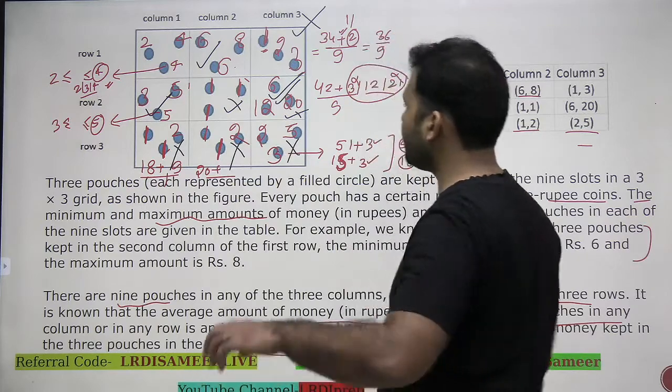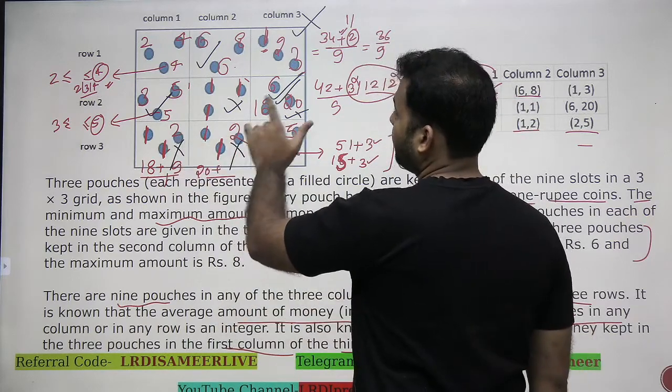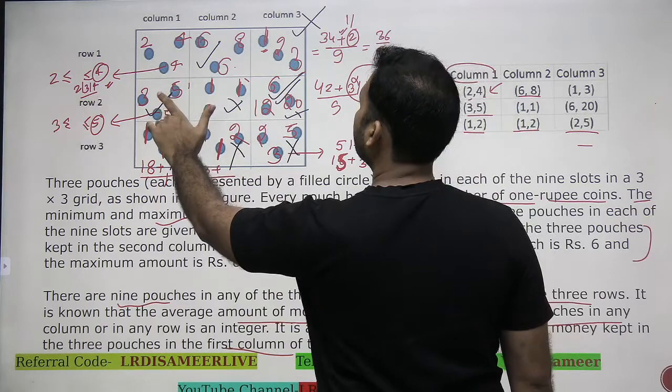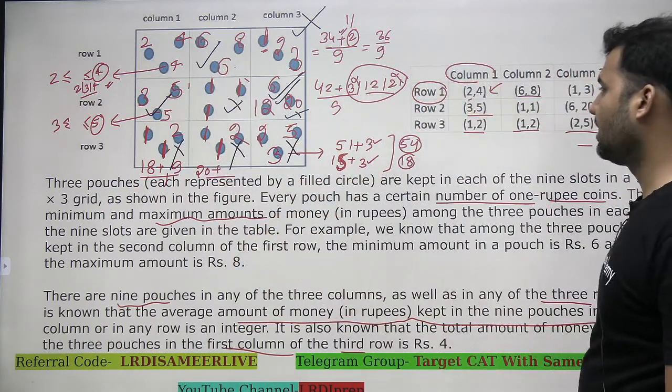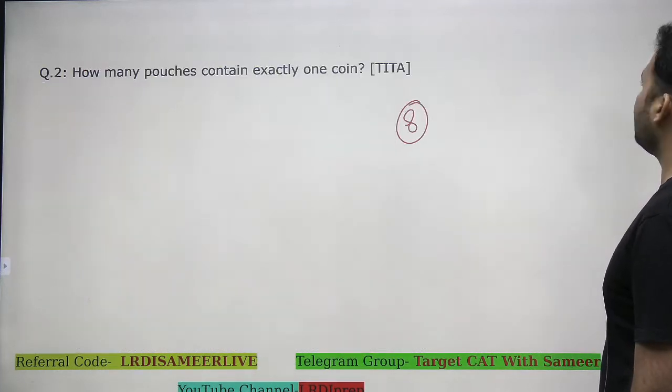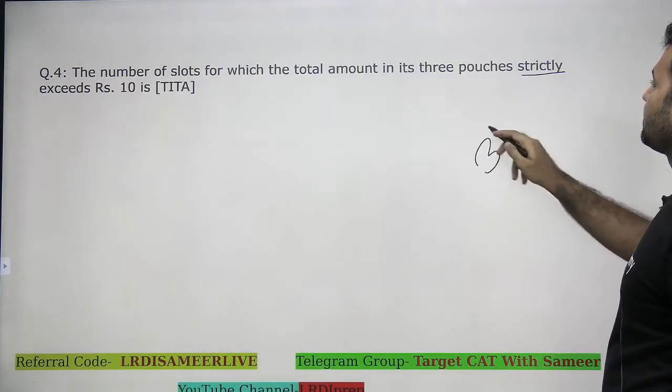So how many such slots are there? Slot number 1, 2, 3. Only 3 such slots are there where the total amount of money exceeds rupees 10. So the answer is 3.